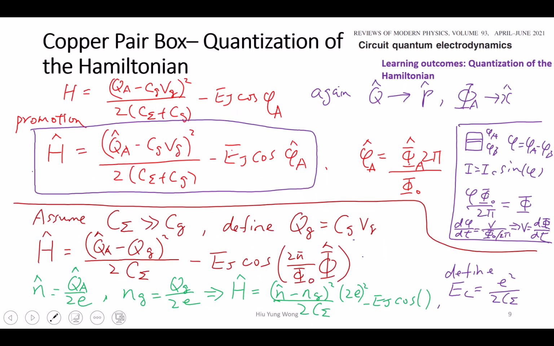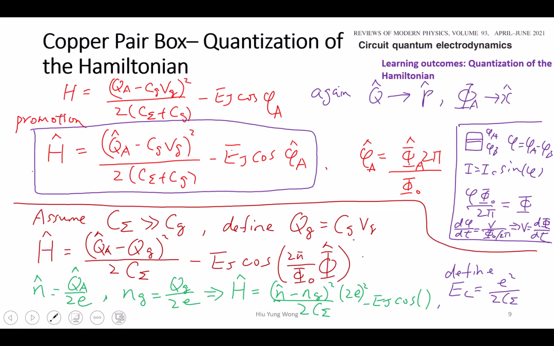But anyway, the final result is that I find the Hamiltonian in terms of phi A and QA. And as I said, QA is, what is that? The momentum, right? And phi A is the position, right? So I promote them to the operator form. So nothing special, right?